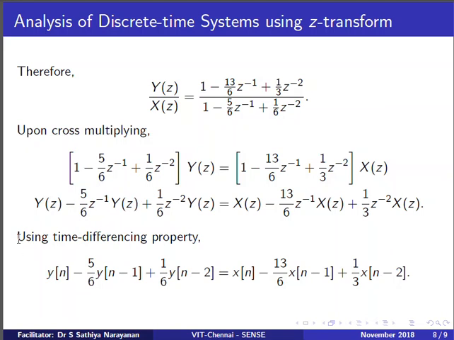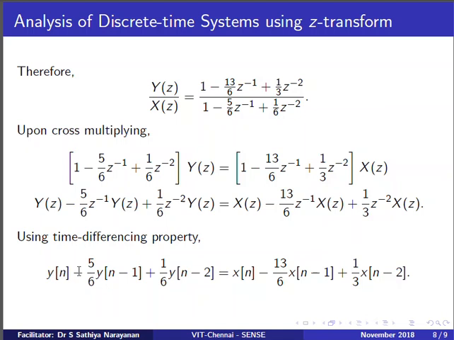Okay. So using the time shifting property, the first term is simple, y of n, the second term is minus 5 by 6 y of n minus 1, the third term is plus 1 by 6 y of n minus 2, is equal to x of n minus 13 by 6 x of n minus 1 plus 1 by 3 x of n minus 2. So therefore we have obtained the constant coefficient difference equation of the system.